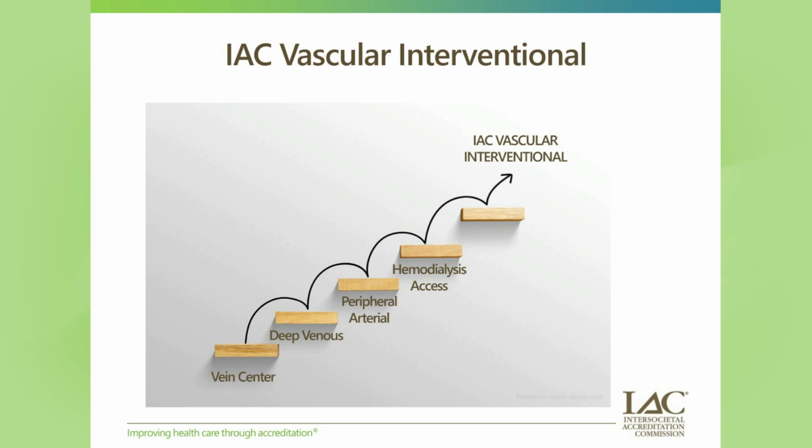It's kind of similar if anybody is familiar with the vascular testing accreditation. For vascular testing, you can apply in carotid, venous, arterial. Well, now it's kind of the same model. You apply for vascular interventional, and you can apply in Vein Center, deep vein, peripheral arterial, or hemodialysis access. Of course, you can do one, you can do two, you can do none, you can do four, you can do as many as you want. You're certainly not required to submit for all of those procedure areas.